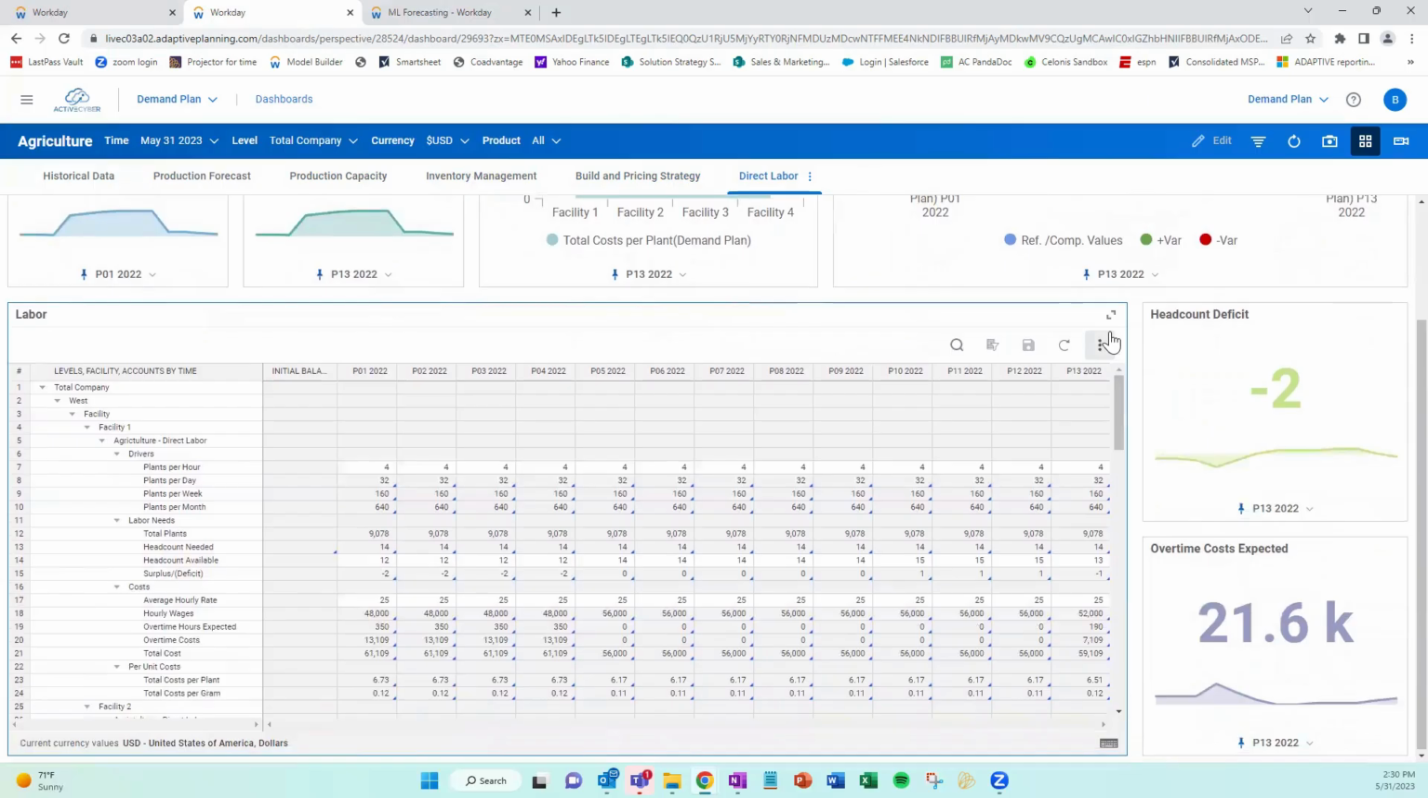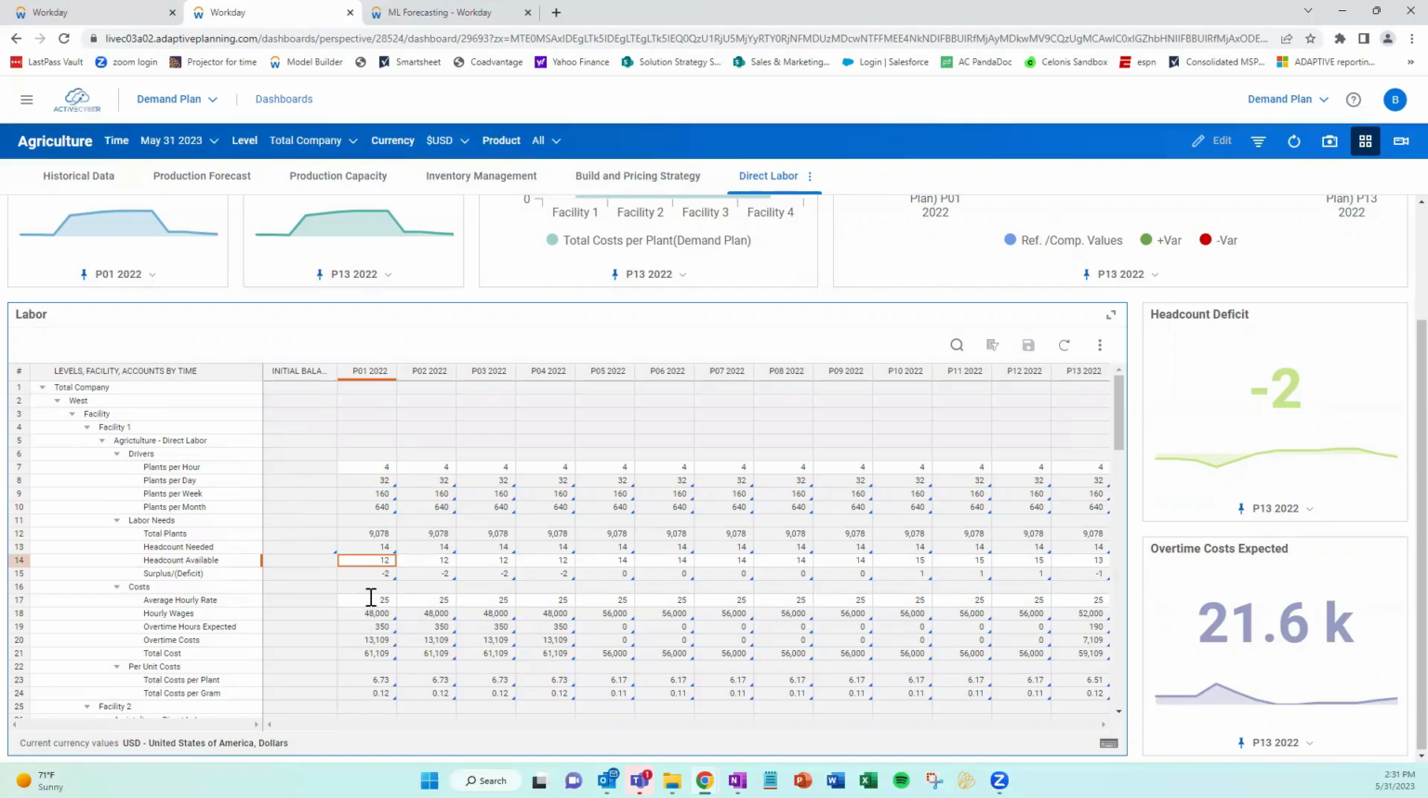We're able to look at our labor cube down below and see, okay, for facility one, for our direct labor needs, we have 4 plants per hour that need to be created. That leaves us with 640 plants per month that will be generated. And then we're able to see how many people are needed versus how many employees we have at that current facility for our West Farm, and then generate the overall cost associated with them.